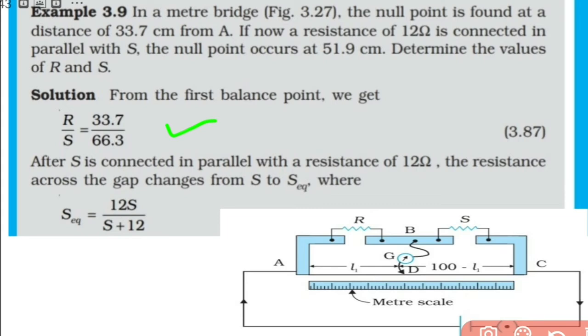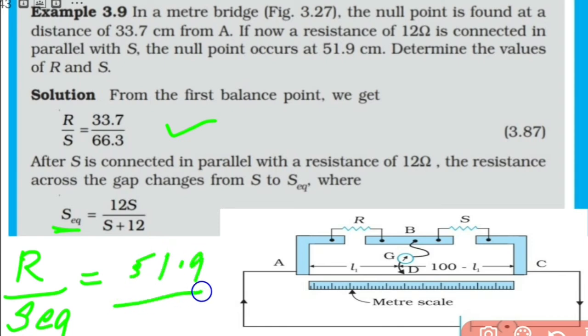Now how to get the second equation? In the second case, S is connected in parallel with the 12 ohm resistor. So there is a parallel combination of S and 12 ohm, and that equivalent resistance we write as S equivalent. So our equation becomes R divided by S equivalent, instead of S, equal to 51.9, because the balancing length is now 51.9, divided by 48.1. So R by S equivalent is equal to 51.9 by 48.1.